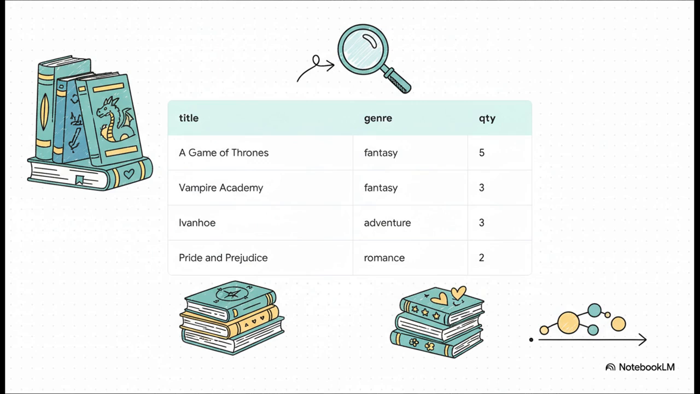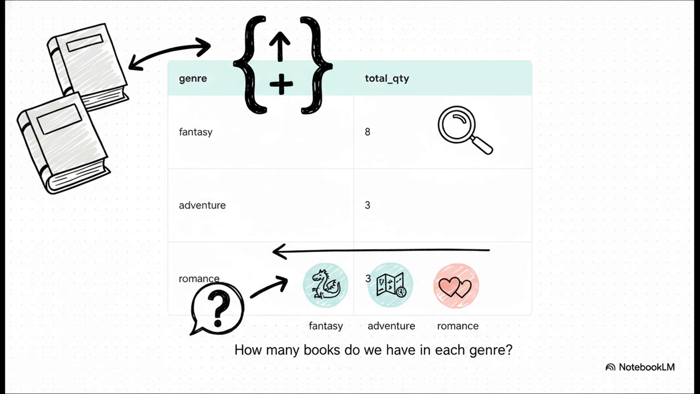Okay, let's look at this table of books. The key thing to notice is that we have multiple rows for the fantasy genre. Right now, our data is at the individual book title level. And this is where the magic happens. Look at the result. Those 2 fantasy rows, they've been collapsed into one. But what happened to the quantities? Well, that's where our helper, the aggregate function SUM(qty), comes in. It added the 5 and the 3 together to give us a grand total of 8.